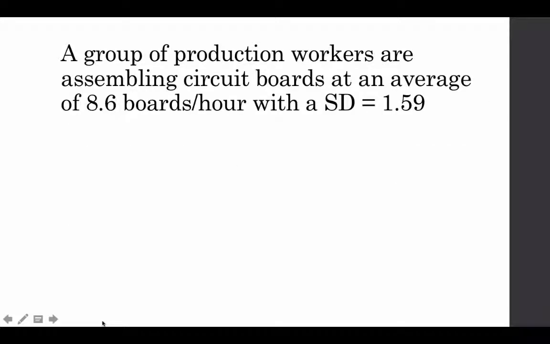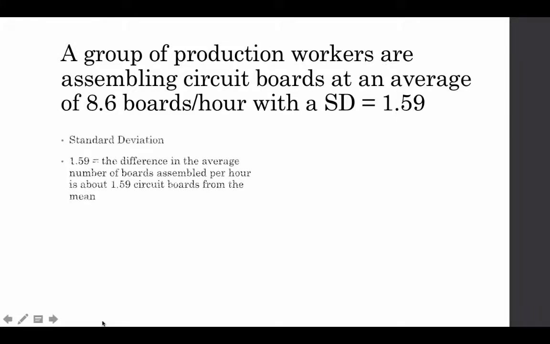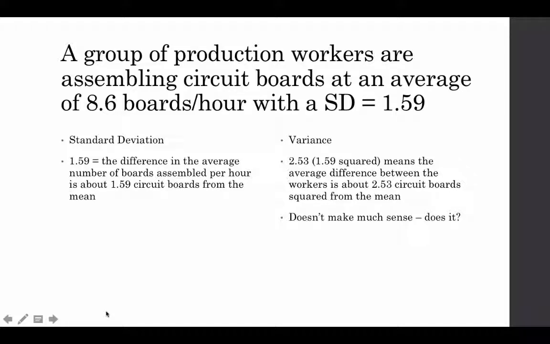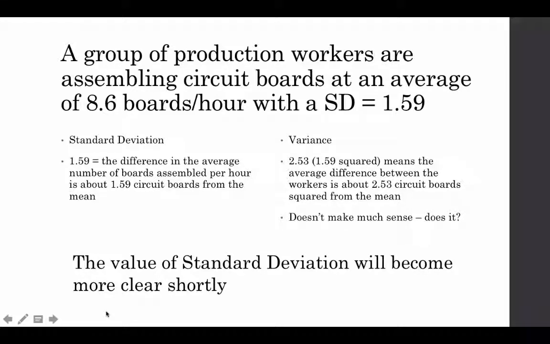So if we look at a group of production workers who are on average assembling circuit boards at an average of 8.6 boards per hour, and has a standard deviation of 1.5. Well, the standard deviation of 1.5, that's the difference in the average number of boards assembled per hour from the mean. Well, if we were to look at the variance at 2.53, that really doesn't tell us anything. It doesn't make a whole lot of sense. And so alone, it's very hard to make some sense out of some of these numbers. The value of these will become more clear as we get further down the road.